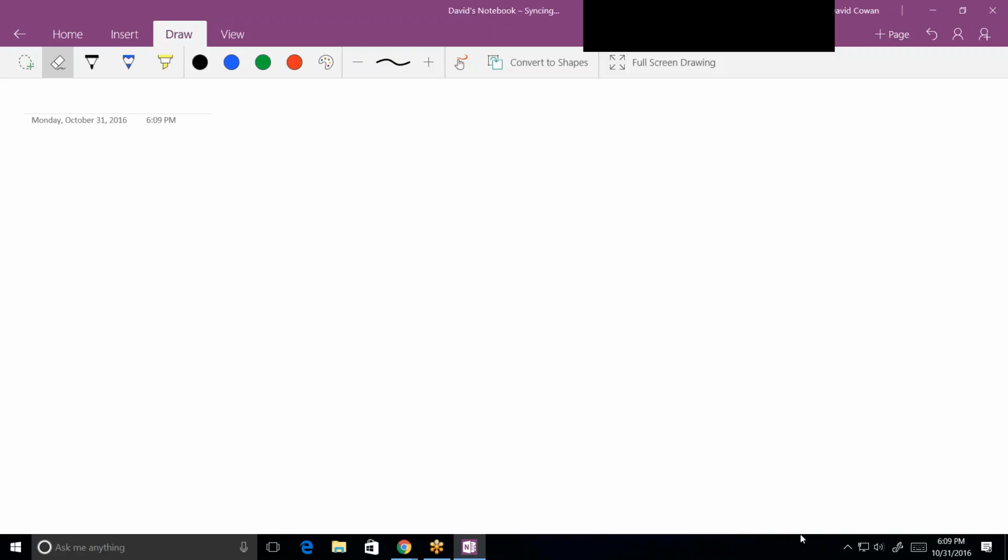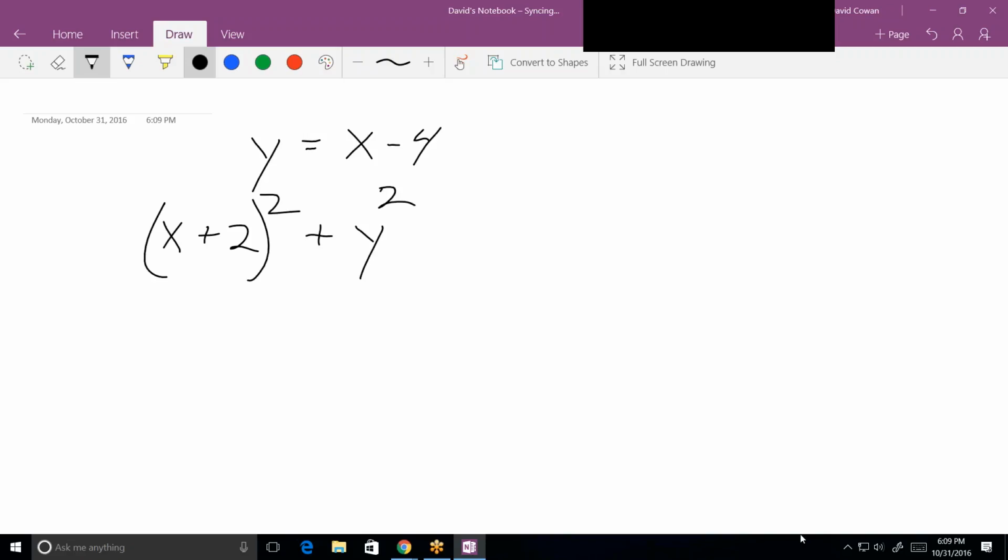What else you got? Next problem is, it says solve the system by method of substitution. The system is y equals x minus 4. And then the second equation is the quantity x plus 2 squared plus y squared equals 4.